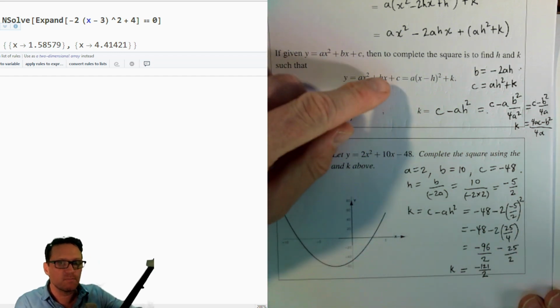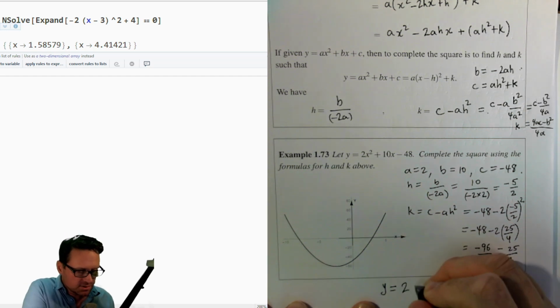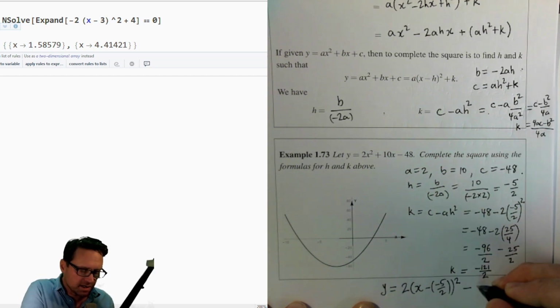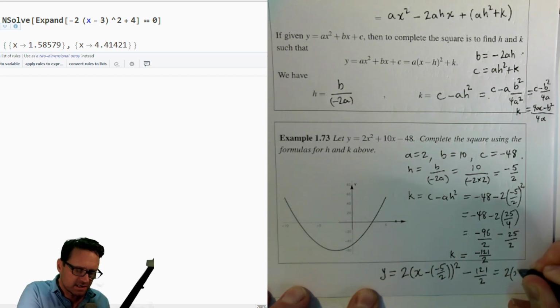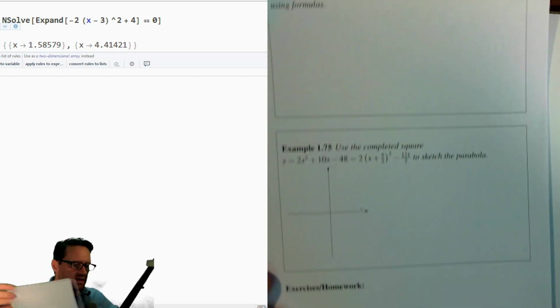Okay, so coming back to this, we have y is equal to 2 in brackets x minus 5 over 2 squared minus 121 over 2. Okay, now I would want to simplify this. So that's 2 in brackets x plus 5 over 2 squared minus 121 over 2. And that's the square. Okay, next page.